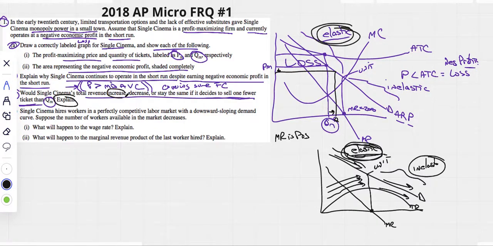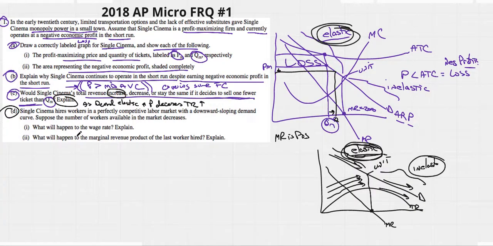So we would say just exactly that. Total revenue would increase. And we would say as demand is elastic and price decreases, total revenue has to go up. Write it out. Don't use the arrows. I'm just doing it to make it a little cleaner on here.